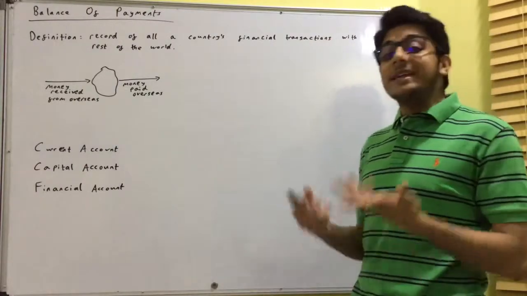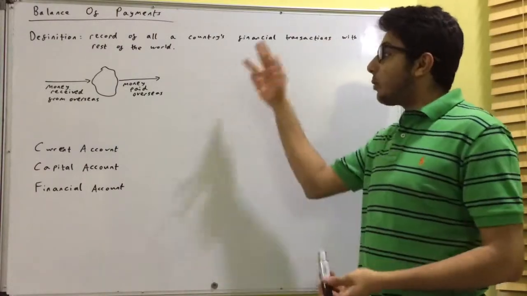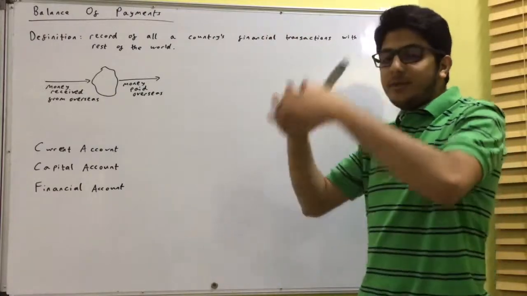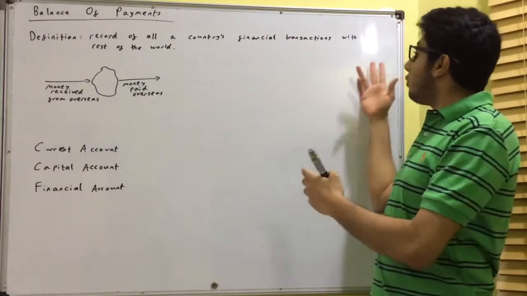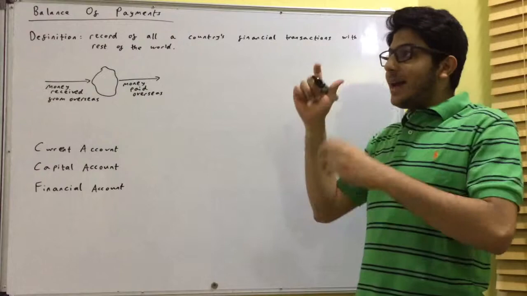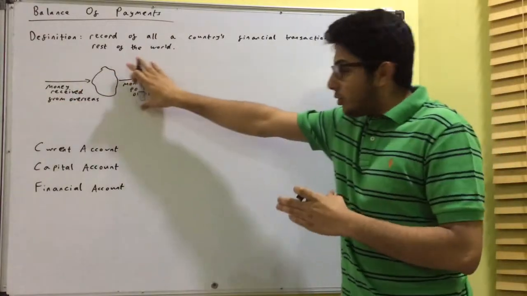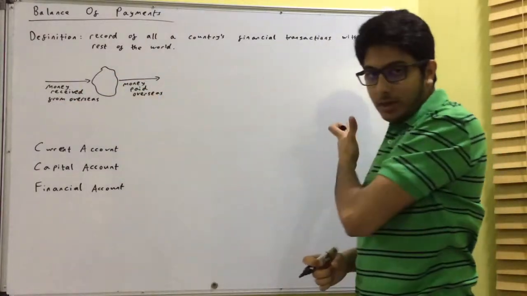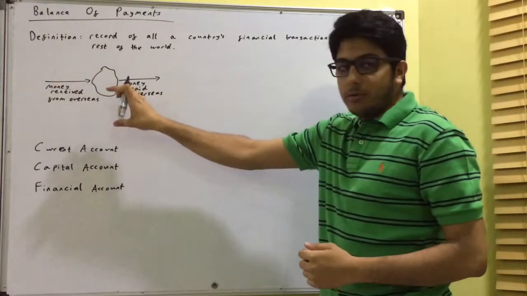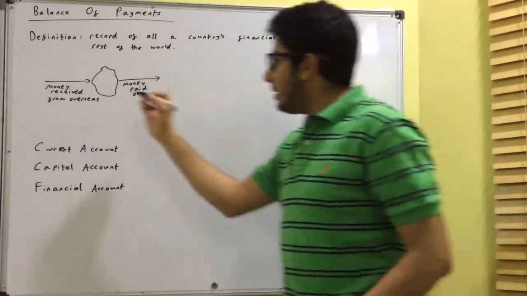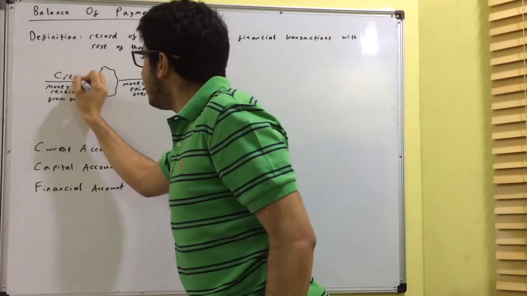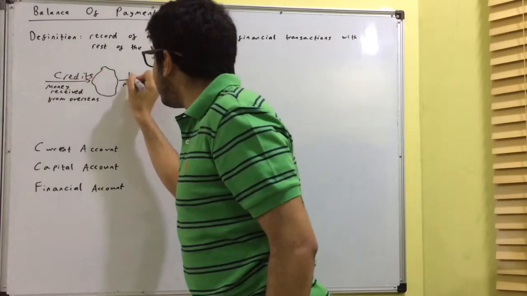Okay, so first of all, what is the balance of payments? It is a record of all a country's financial transactions with the rest of the world. It looks at money entering the country and money leaving the country. It looks at inflows and outflows, credits and debits.